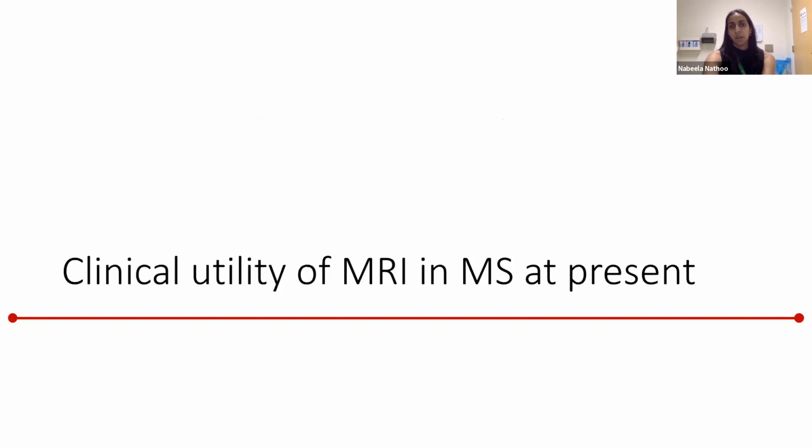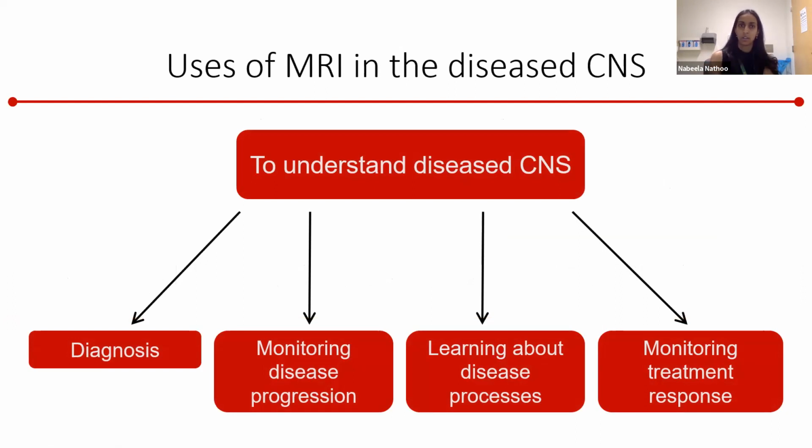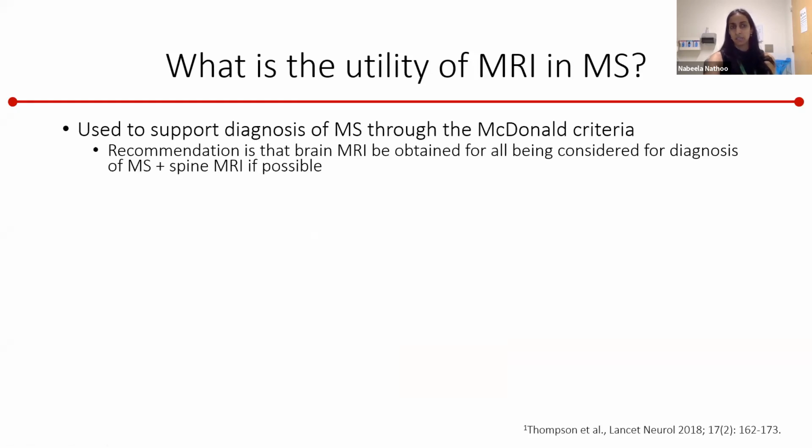So the clinical utility of MRI in MS at present. In general, in neurological conditions, we will use MRI to understand the diseased CNS, either for the purposes of diagnosis, to monitor disease progression, to learn about disease processes, and to monitor response to treatment. So within the realm of MS specifically, MRI has a pretty significant role. We use it to support the diagnosis through what's called the McDonald criteria, and I think Dr. Smythe will have probably talked about the clinical aspects of MS, so I'll touch on the McDonald criteria because I think it's important from an MRI standpoint.